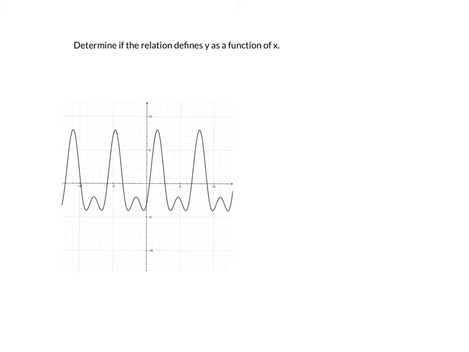So imagine drawing vertical lines through this graph all along the curve, and every vertical line would cross the graph in at most one place. If ever a vertical line crosses the graph more than once, then the relation is not a function.